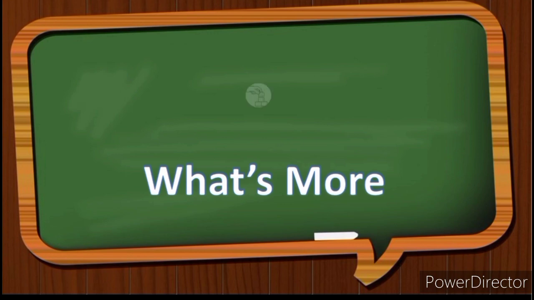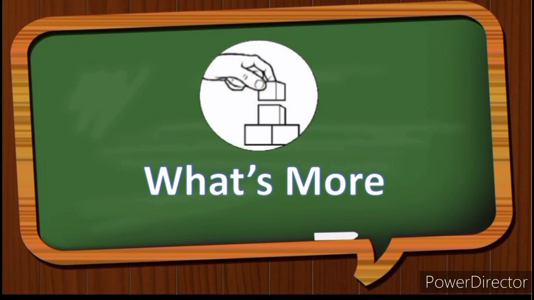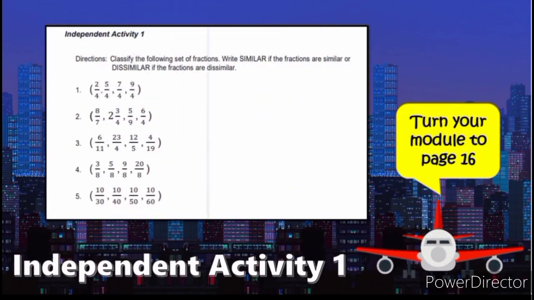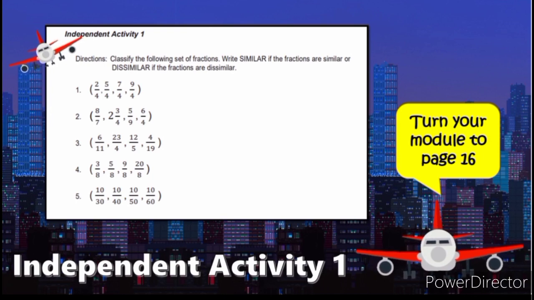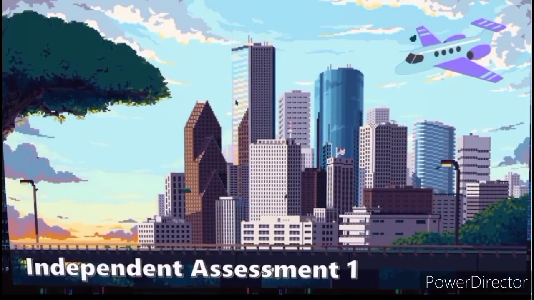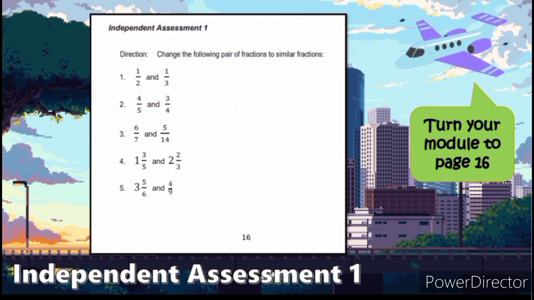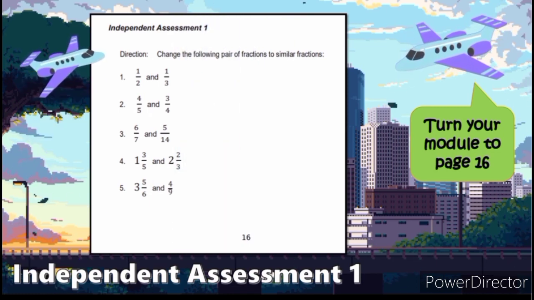What's more? Independent activity number 1. Turn your module to page 16. Classify the following set of fractions. Write similar if the fractions are similar or dissimilar if the fractions are dissimilar. Independent assessment number 1. Turn your module to page 16. Change the following pair of fractions to similar fractions.